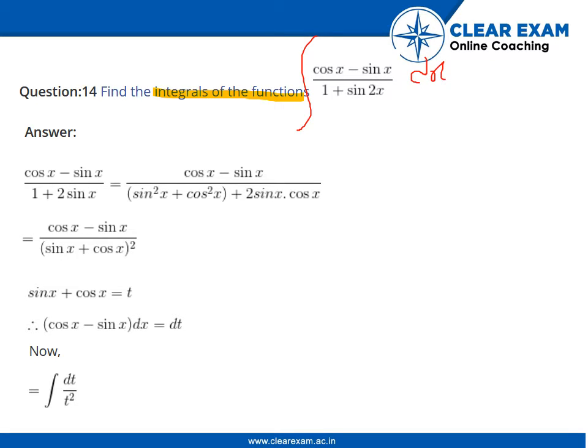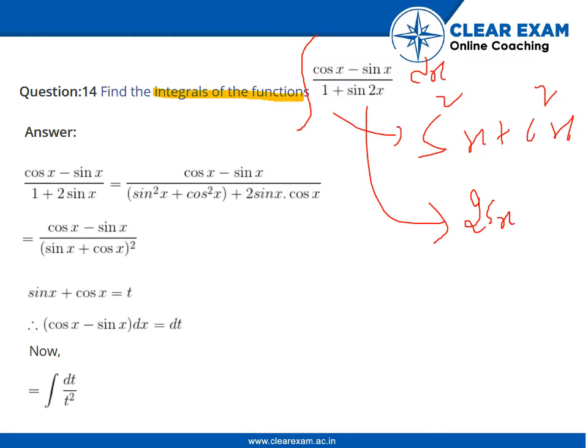So this question is pretty straightforward. We can see that 1 can be written as sin square x plus cos square x, and sin 2x can be written as 2 sin x cos x, and when we add these two terms, we get sin x plus cos x raised to the power 2. I think that is pretty straightforward till now.